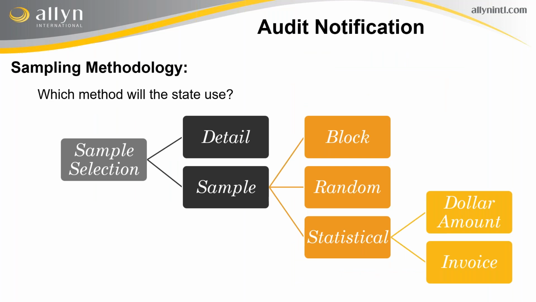The final area that may be addressed in the audit notification letter is sampling. If not at this point, then at some point, you will want to communicate with your auditor to confirm which type of sampling will be used in your audit, or if the auditor will audit in detail. Many times, auditors will want to get a feel for the volume of your transactions and even learn more about your business before determining whether they will audit in detail or sample or some combination thereof.